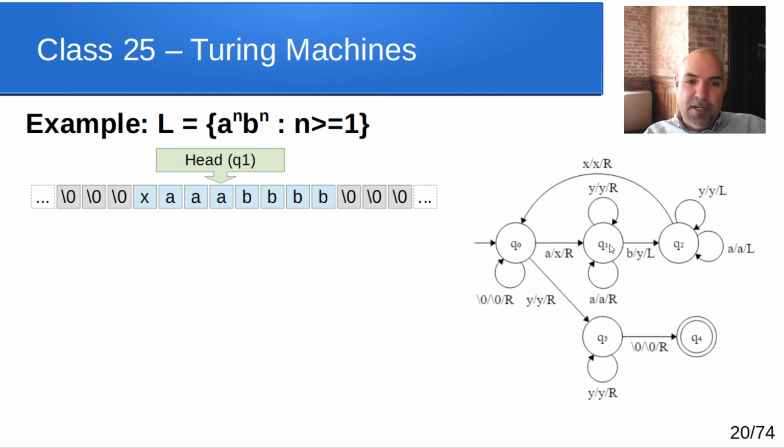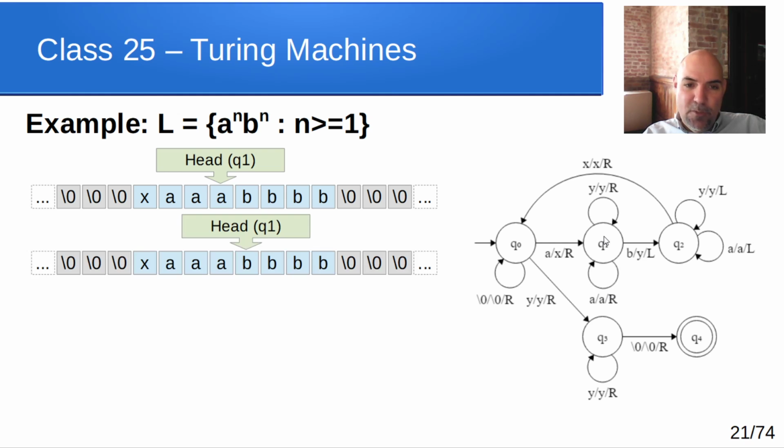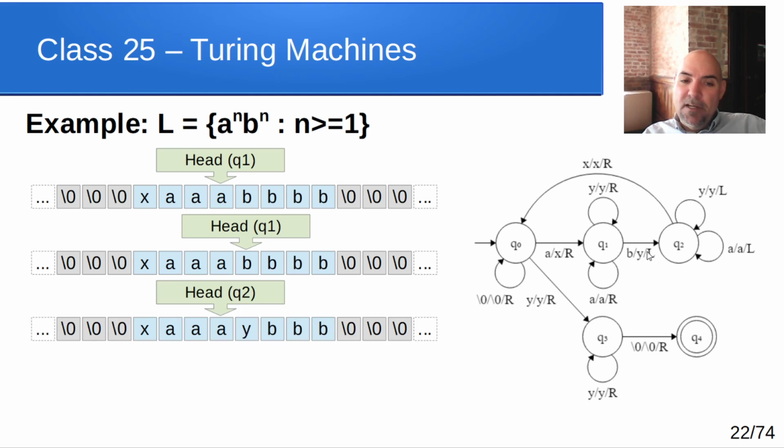So let's reset this back to the top. There's where I am right now. I still have an A, I'm still in Q1, so that loops back to Q1 again and moves 1 to the right. But now I see a B. Notice in my state machine over here, I'm going to take this path, this B with a Y. So now I see a B, I replace it with a Y, but now I move to the left. So now I'm scanning back to the left again, and now I'm in Q2. Now that I'm in Q2, whether I see A's or Y's, I'm going to keep scanning to the left.